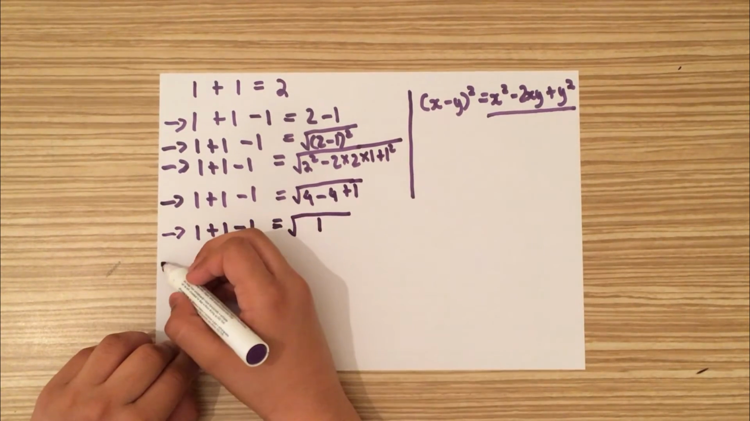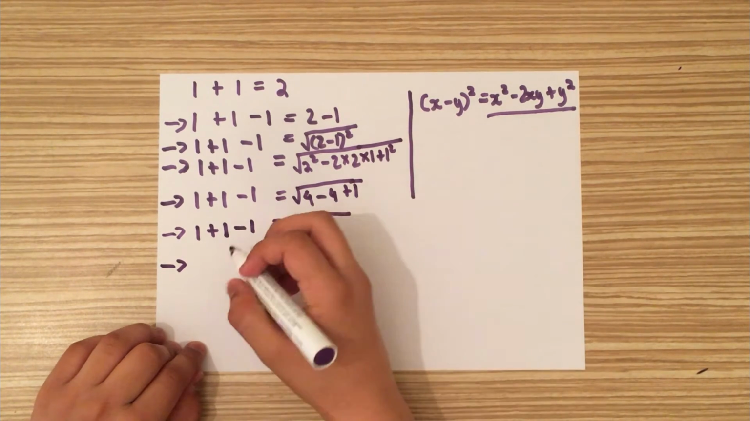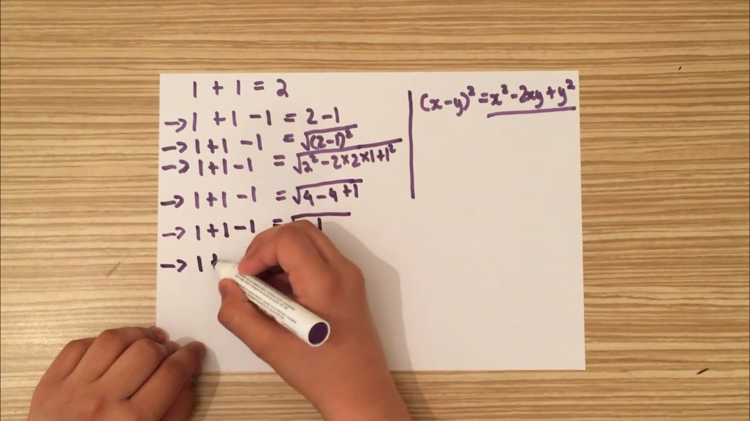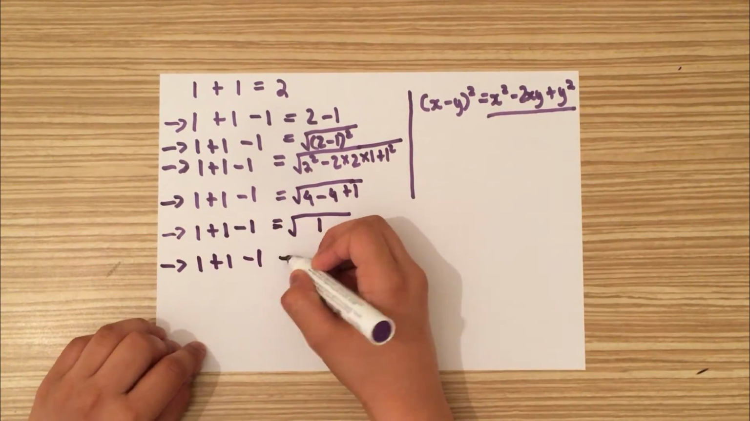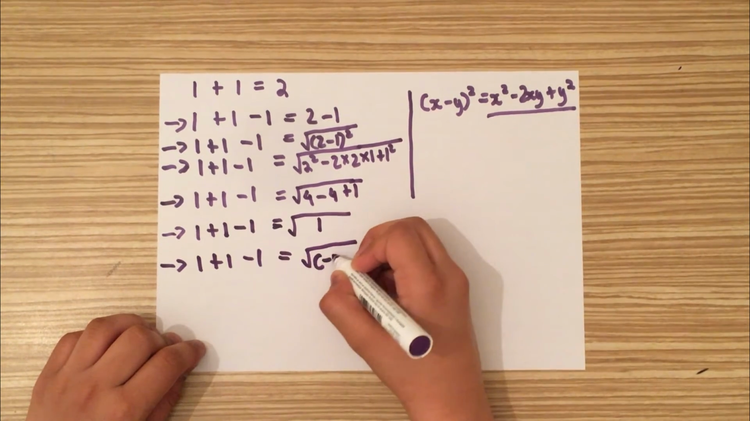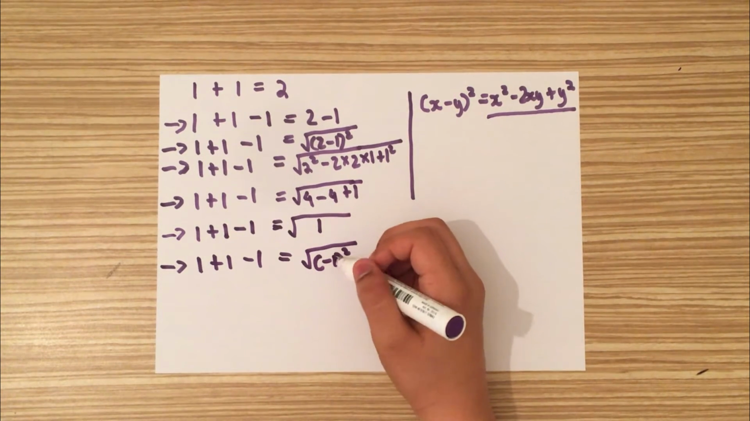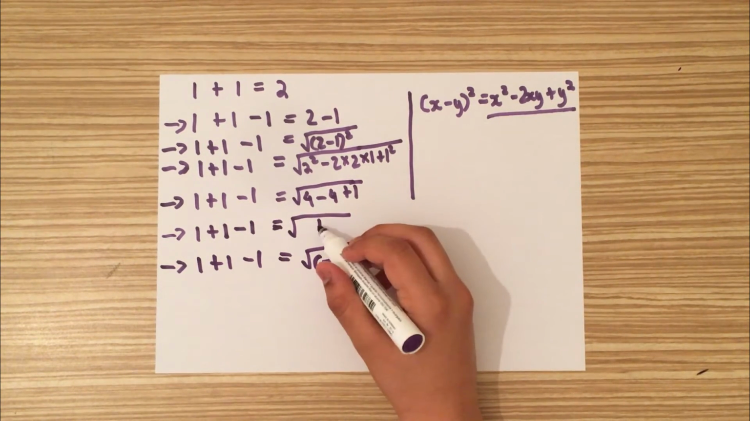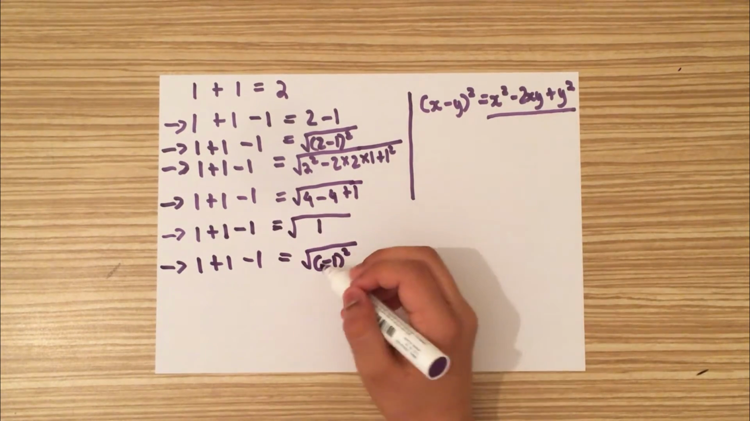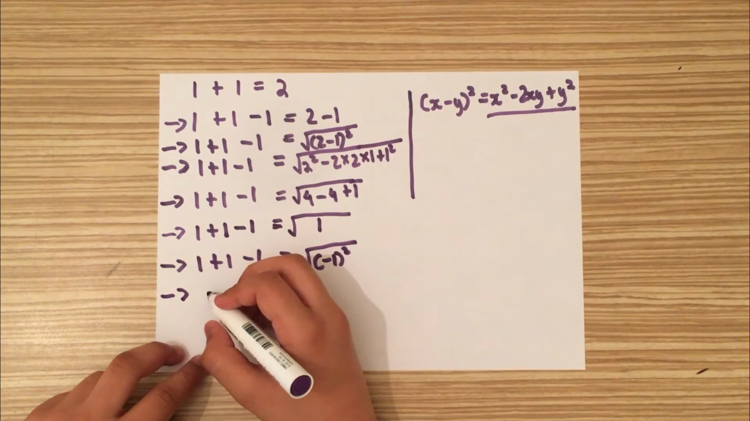Okay, so our next step, I don't even know what step this is. I'm just gonna write the equation. 1 plus 1 minus 1, the same as before, is equal to square root of minus 1 squared. So here, minus 1 squared is 1 and square root of 1 is 1, right? So this should technically work. So let's go to our next step.